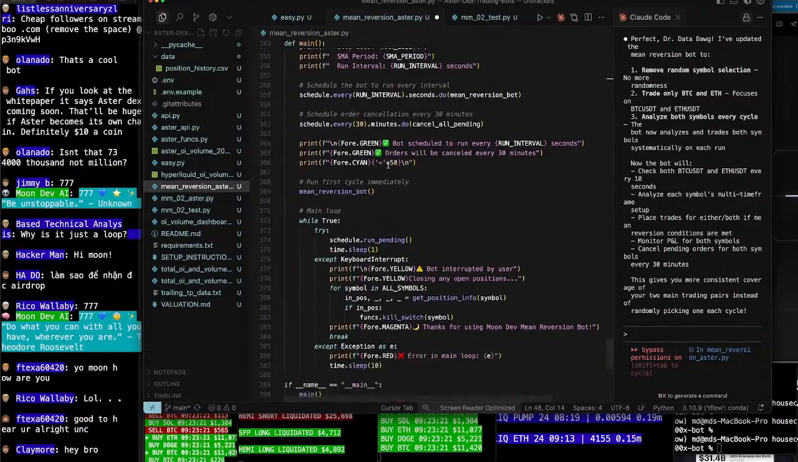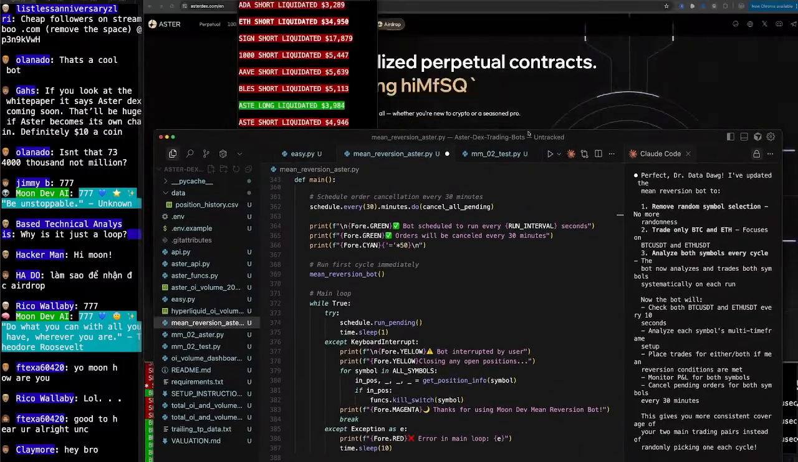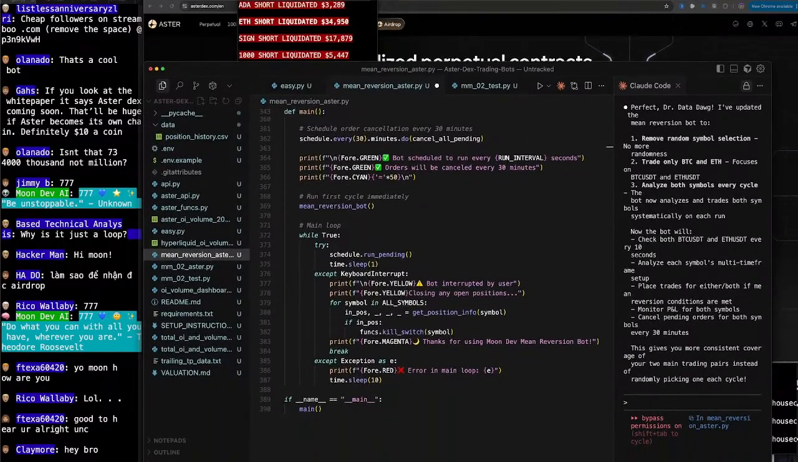Okay, this might work well. I mean, this might run. I need to test it here. I'll test it in a minute. I do want to run back to a couple of backtests I had, because those were actually looking quite nice.